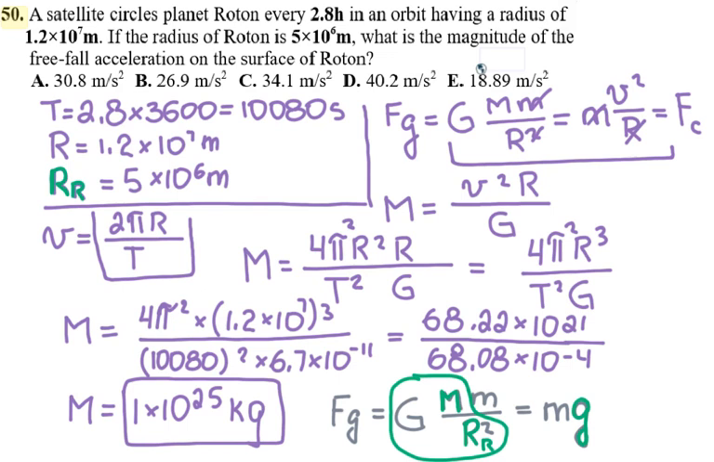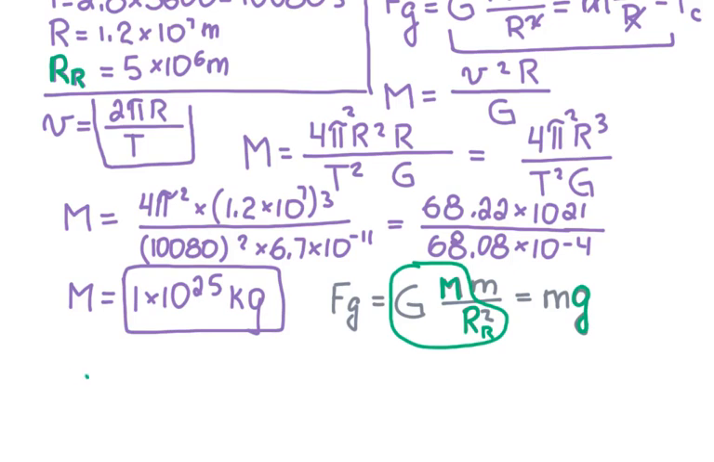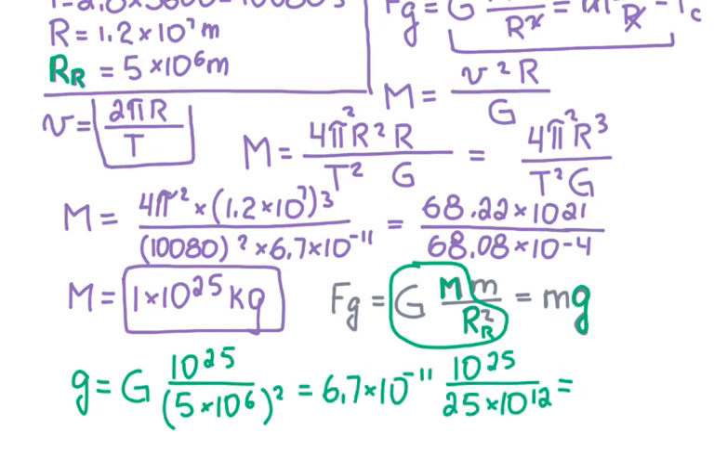And the radius of the Roton is the one that they give you, 5 times 10 to the 6. So now I'm going to plug in my numbers and find the acceleration due to gravity on that planet, or on the Roton. So I have G, which is 6.7 times 10 to the negative 11. The mass I found, 10 to the 25th, divided by the radius of the Roton, 5 times 10 to the 6, squared. And that will give me 26.8 meters per second squared.